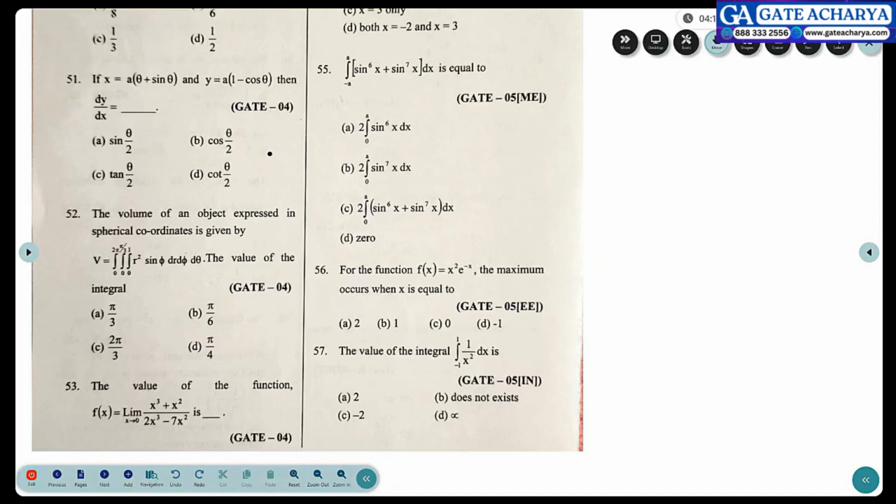So see the question. The volume of an object expressed by the spherical coordinates is given by 0 to 2 pi, 0 to pi by 3, r square sine phi dr d phi d theta. So what is the order? Inside is r, obviously. 0 to 1 stands for r. 0 to pi by 3 and 0 to 2 pi stand for which function? See, in the spherical coordinate system there are two angles, phi and theta. So go for first phi, then go for theta.